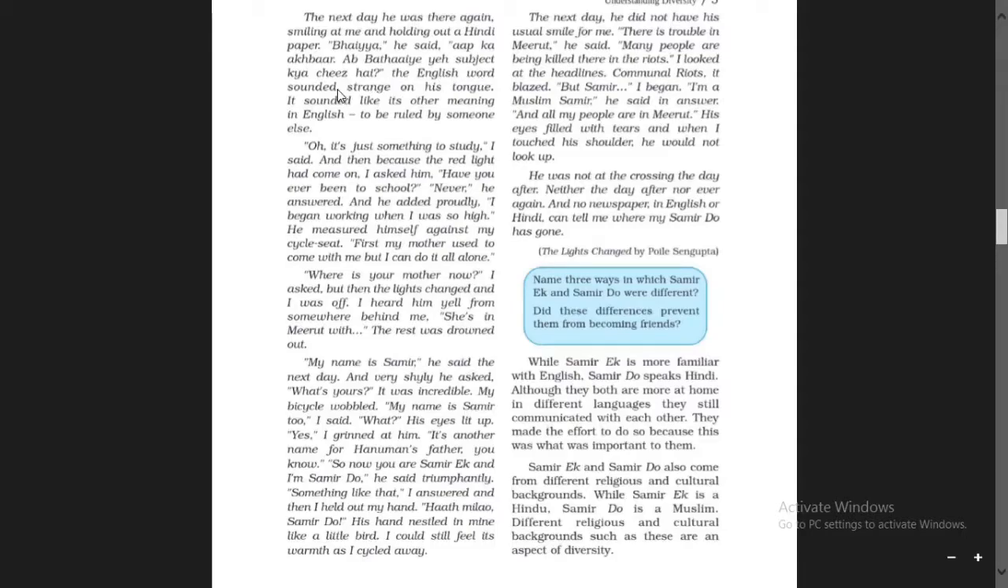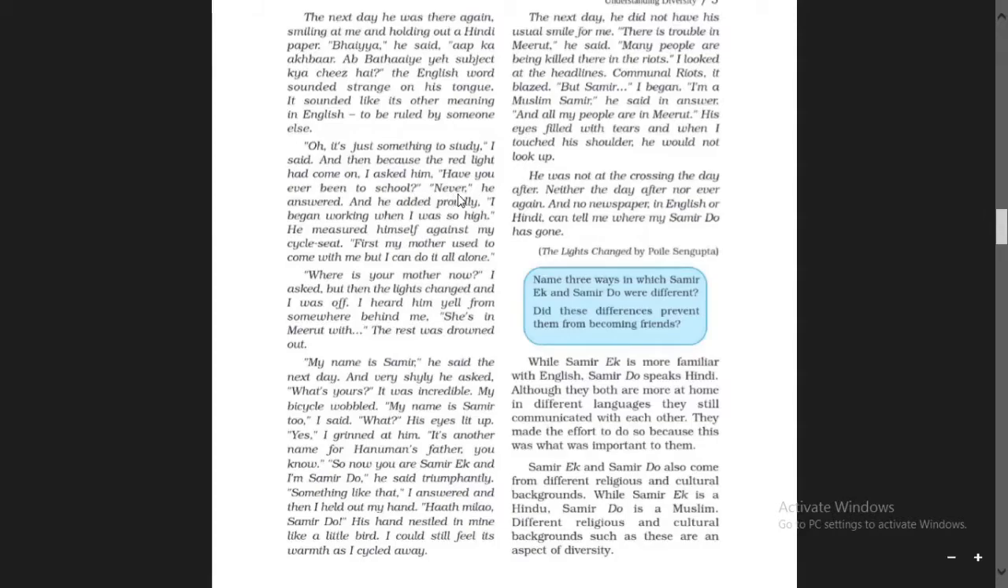The English word sounded strange on his tongue. It sounded like its other meaning in English, to be ruled by someone else. "Oh, it's just something to study," I said. The boy who came by riding cycle, he said, it's just something to study. And then, because the red light had come on, I asked him, "Have you ever been to school?"